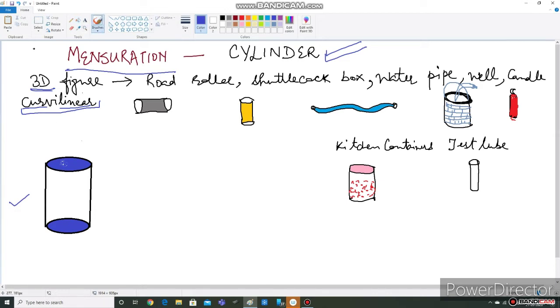Curves we have seen. Now I will take up what is the meaning of linear. Linear means it has got straight lines also, right? These two black lines are the straight lines. So that is why it is a 3D, three-dimensional solid figure which is curvilinear, made up with the help of curves, circular lines as well as the straight lines. So this is the meaning of curvilinear figure, right?